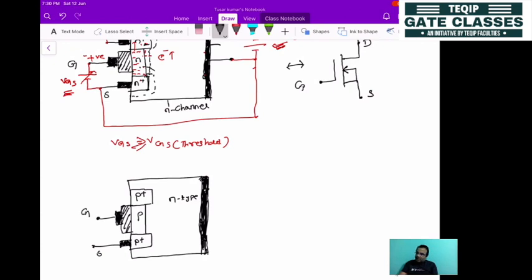And here also, at all the places where you connect the semiconductor material, you put a metallic contact for the electrical connection. So this terminal is known as the drain.